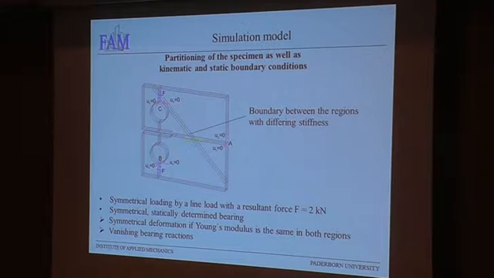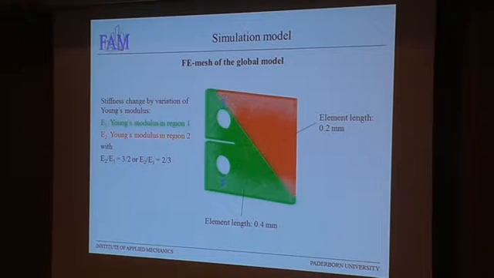Here you see the partitioning of the specimen for the two regions, region 1 and region 2, and the boundary between the two regions. For the boundary conditions, we have a symmetrical loading and we have a symmetrical statically determined bearing, so that normally, when the Young's moduli in both regions are the same, we have a symmetrical deformation of this specimen. Here you see the mesh of the specimen. The green side is region 1 and the region 2, and in this region where the crack extends, the mesh is a little bit finer.